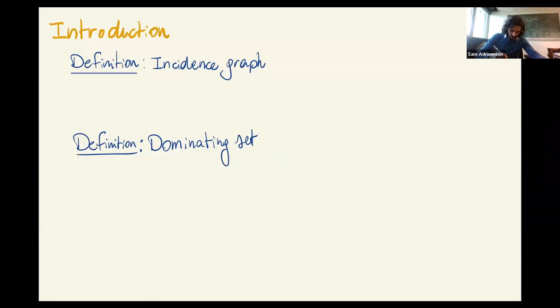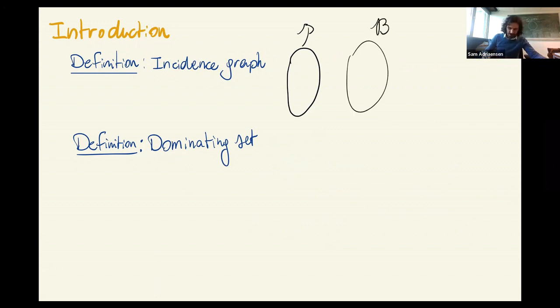The incidence graph of an incidence structure looks as follows. It's a bipartite graph. One of your bipartition classes is the set of points. The other bipartition class is the set of blocks. And then a point P is adjacent to a block B if and only if they are incident, so if and only if the point P is contained in the block B. Okay. And in these graphs, you can start studying different sorts of graph parameters.